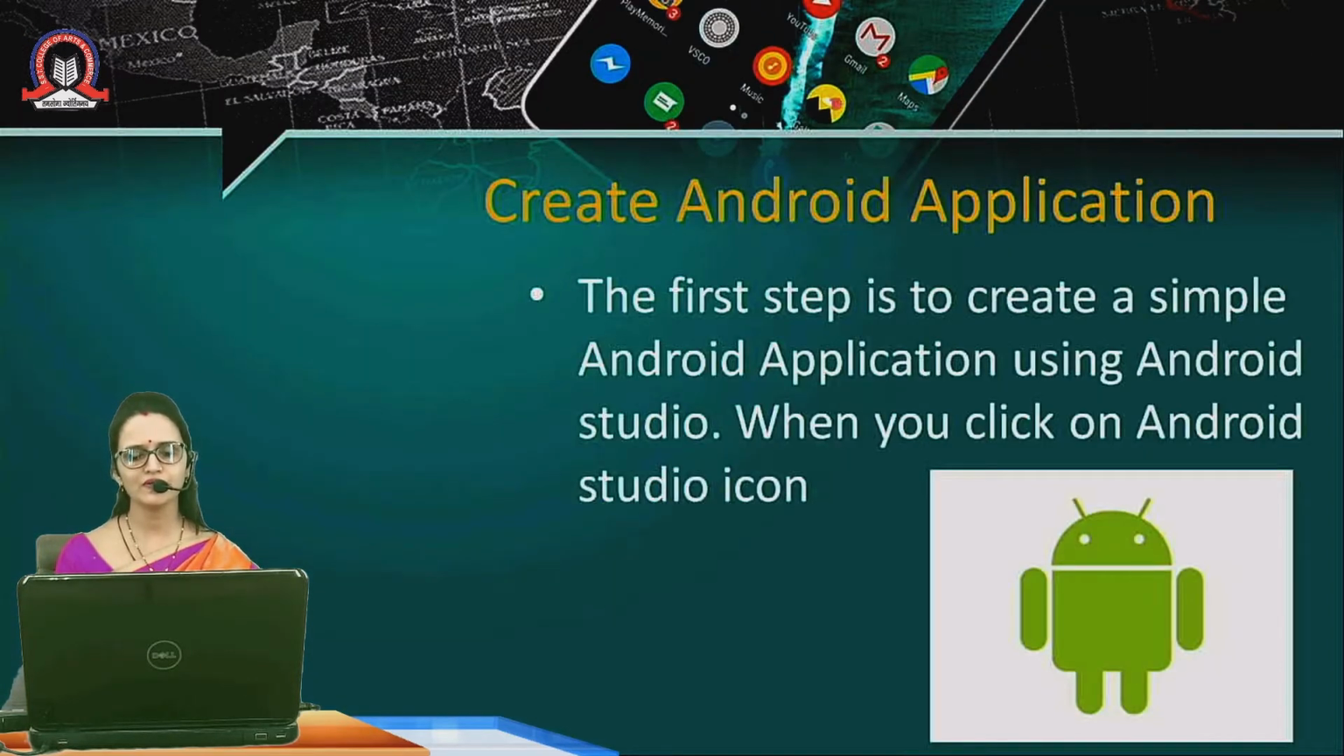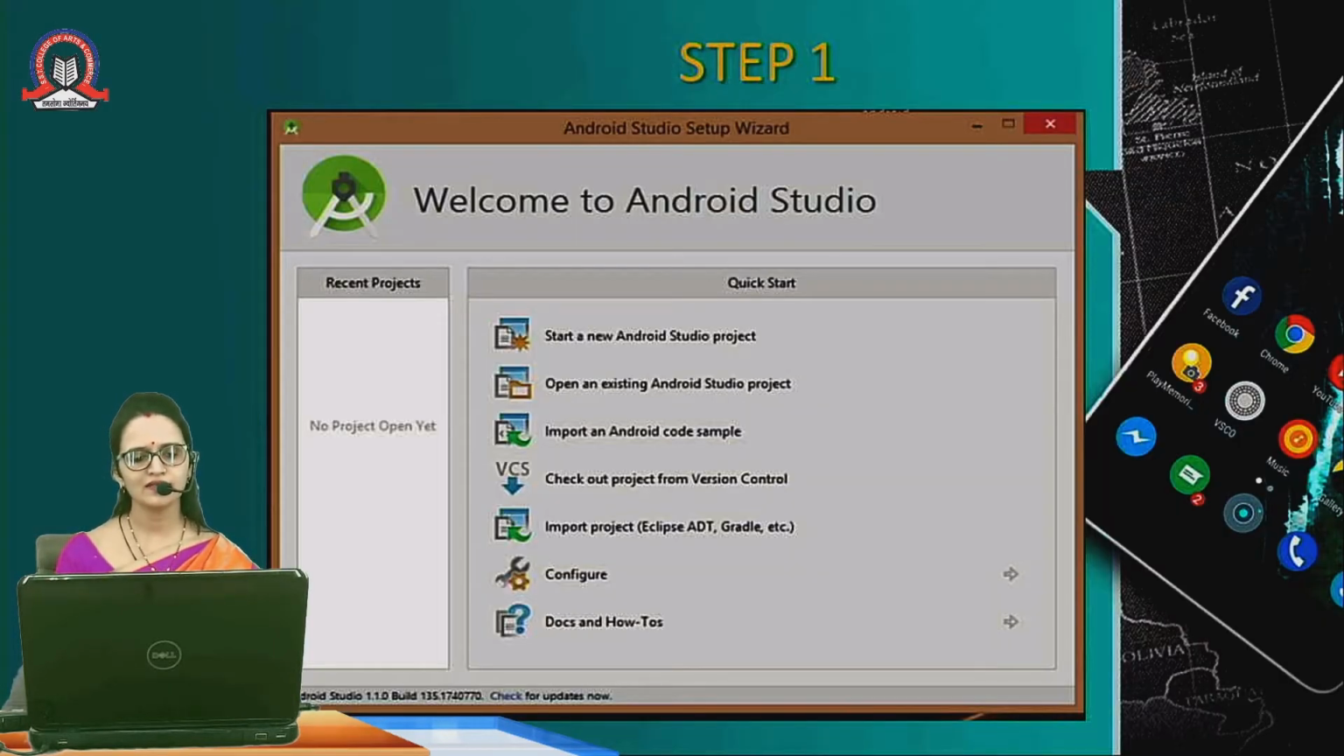Now today we will discuss how to make an application. First we have to start by creating an Android application. The first step is to create a simple Android application using Android Studio. When you click on the Android Studio icon, you will get some information. What is that? The welcome to Android Studio. We have to see step 1.